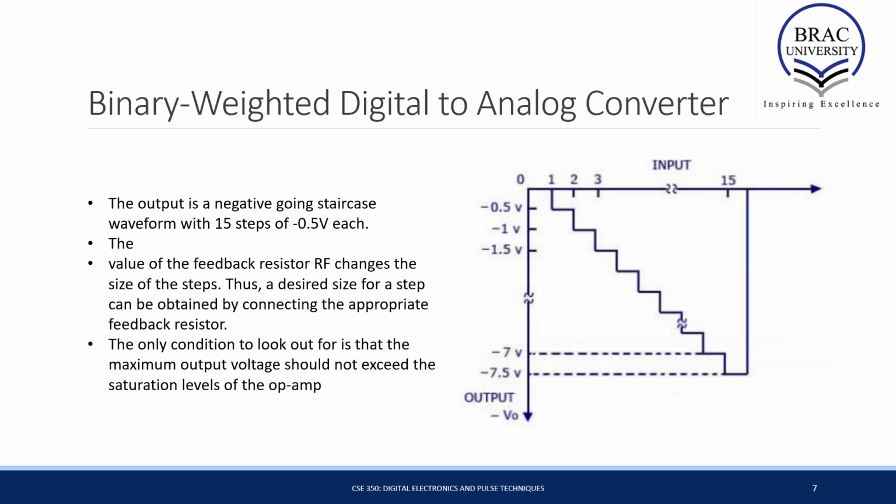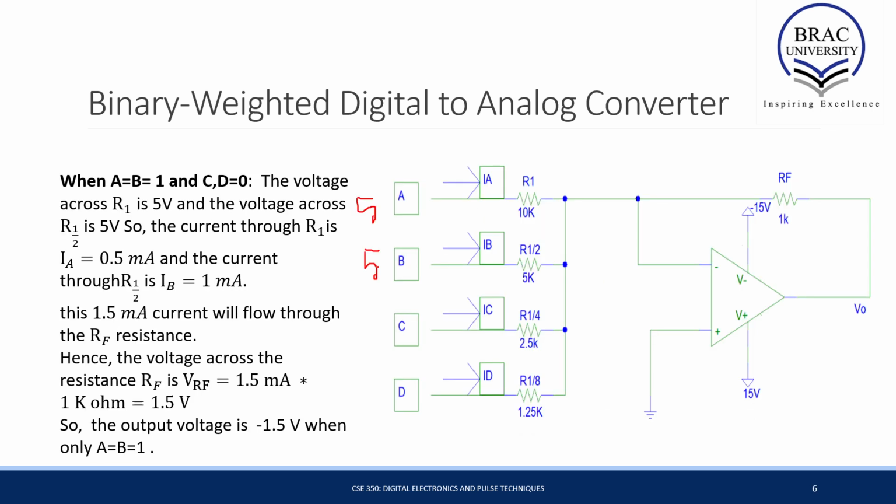we can see the output has increased by 0.5 volt each time. For 0001, our output was minus 0.5 volt. For 0010, our output was minus 1 volt. For 0011, our output was minus 1.5 volt. So it is actually increasing at a difference of 0.5 volt. This 0.5 volt is called a step. It means this step can be controlled. This step can be controlled by changing the value of this RF resistor.